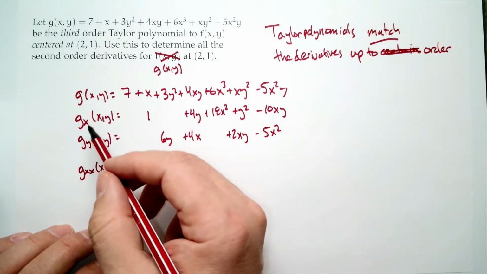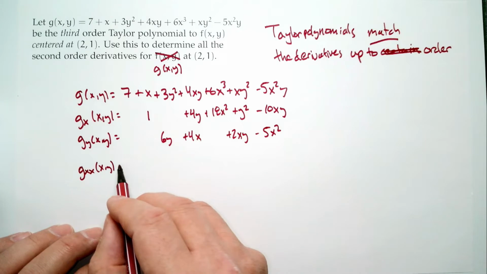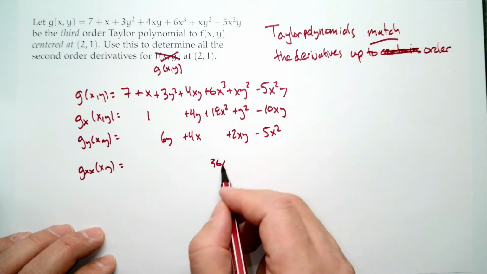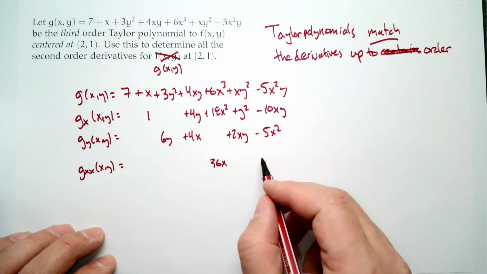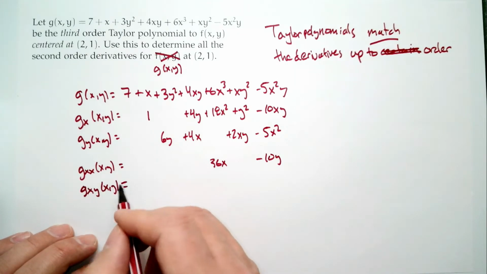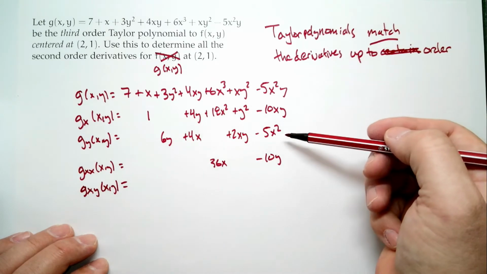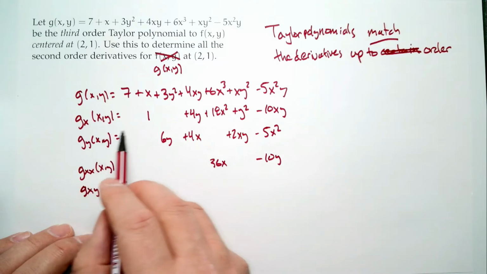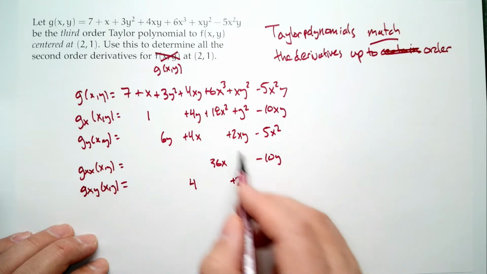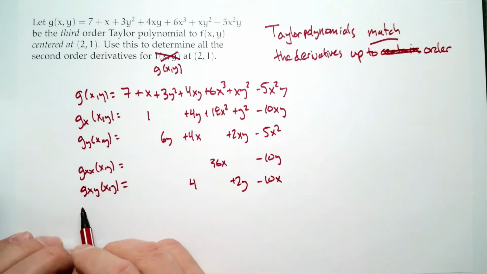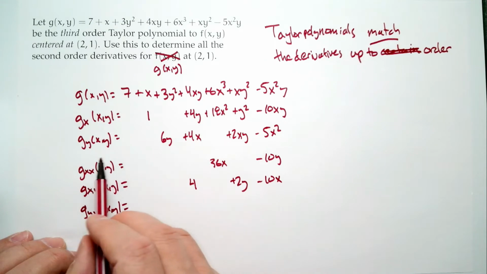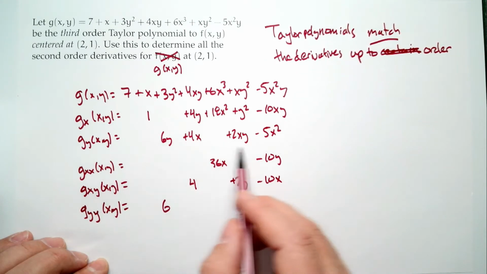All right, g sub xx. So that means take the derivative with respect to x and then take that derivative with respect to x. What do we get? Yep, that's the first term, minus 10y. g sub xy. Well, then I can either take the derivative of g sub x with respect to y, or take the derivative of g sub y with respect to x. Well, let's take the derivative of g sub x with respect to y. 4, 2y, and negative 10x. And g sub yy. Okay, so I'm going through g sub y, looking for any of the y's. 6, and there's a 2x.